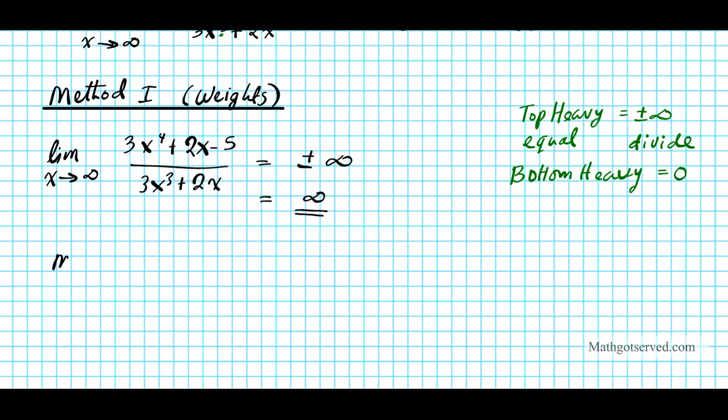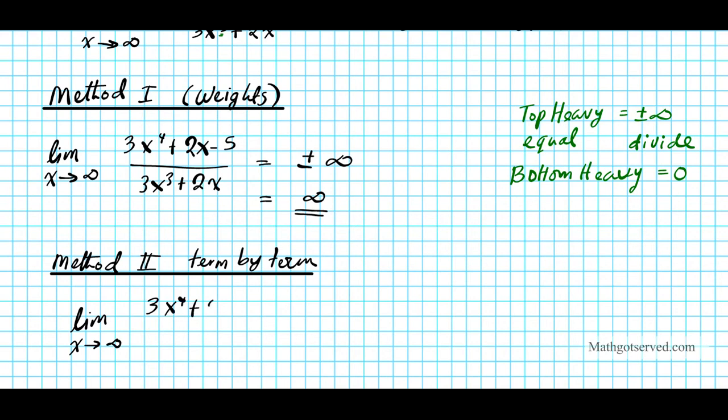Now method 2, we're going to use term by term limits. We're going to divide and then use term by term. So let's write down the limit again. We're trying to compute the limit as x approaches infinity of 3x to the fourth plus 2x minus 5 divided by 3x to the third plus 2x.